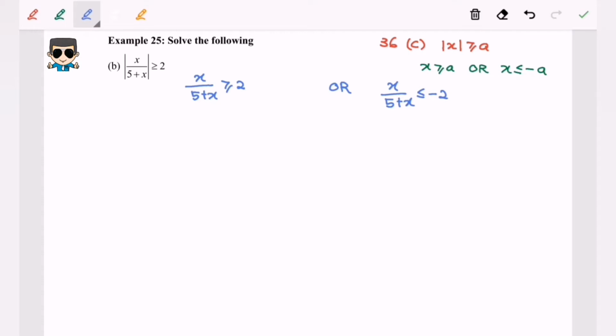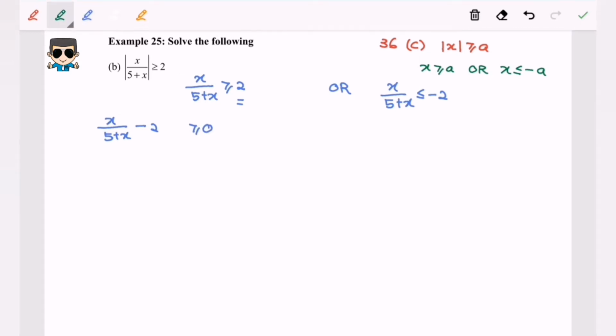Let's focus on the left hand side. So first I'm going to transfer the 2 from the right to the left so that the right hand side equals 0. So x over 5 plus x minus 2 greater than or equal to 0. Next, I'm going to equate the denominator by multiplying with 5 plus x. Next, I'm going to combine them, or I can say expand. So we will have x minus 2 bracket 5 plus x over 5 plus x.